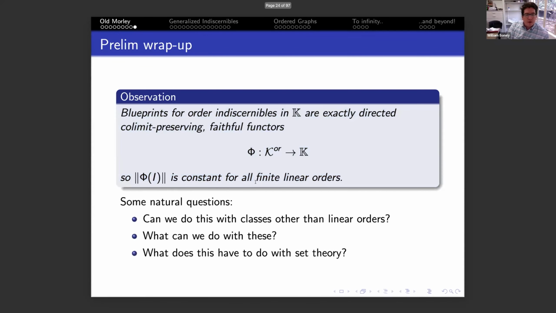But so this is sort of the starting place for this project. And so, yeah, some natural questions are like, can we replace KOR with some other stuff? If we've got these blueprints, what can we do with them? And then, of course, this is the set theory seminar. So what does this have to do with set theory? So far, it's all model theory and category theory. So that's what we'll talk about.